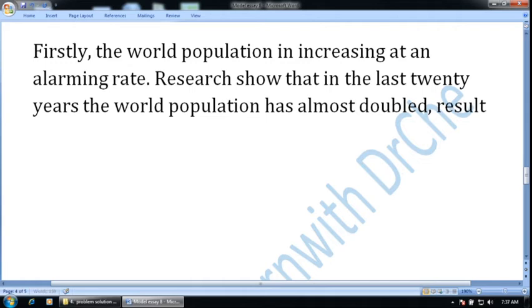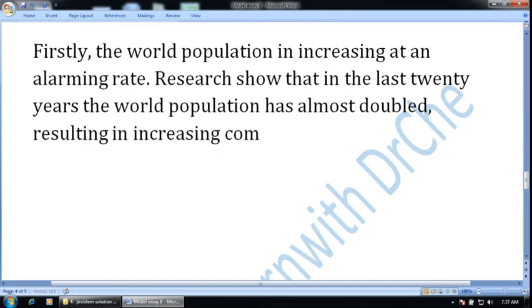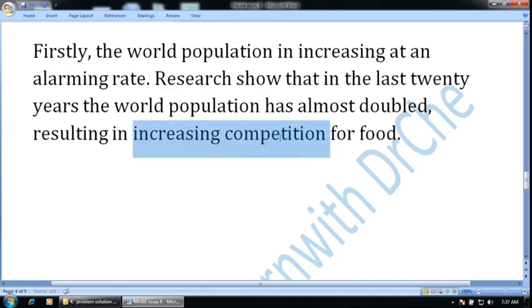For example, has doubled, resulting in increasing competition for food. Now this is related to the topic, and I have extended this. And then after giving this example, I can go further to explain how there is a link between increasing population and hunger.